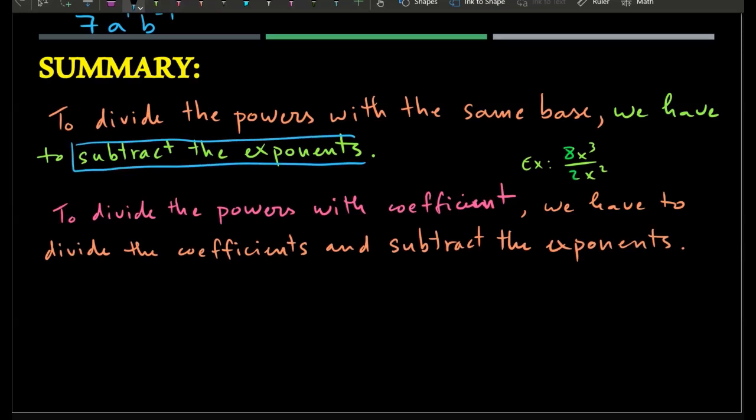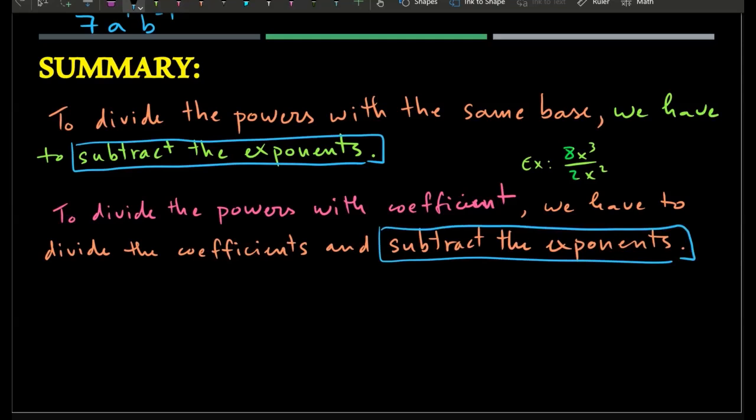So the main idea is when you divide powers with the same base, you subtract the exponents. The main idea stays the same, but if you have coefficients, you have to divide those two numbers, the big numbers. Alright, that's it.